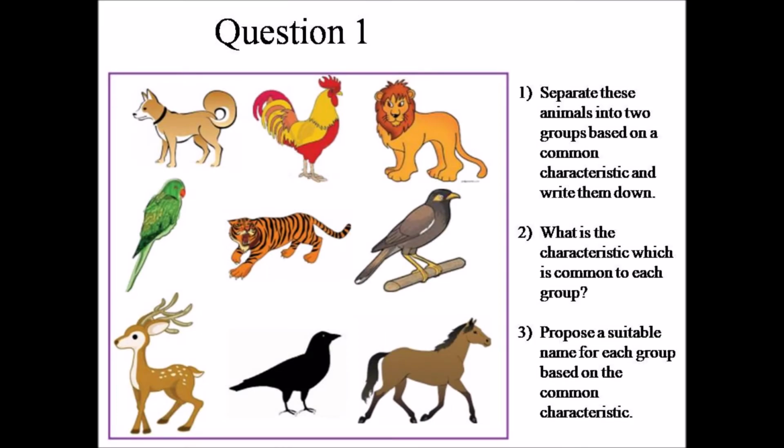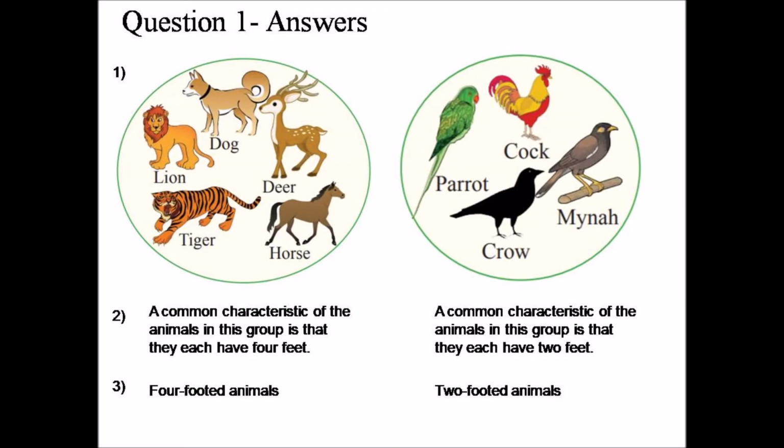You can see in a box there are some animals. So these animals can be separated into two groups mainly. One can be named as four-footed animals in the collection of these animals, and the other one can be named as two-footed animals in the collection of animals. See, in this example, I have shown you how to separate these animals into two groups.